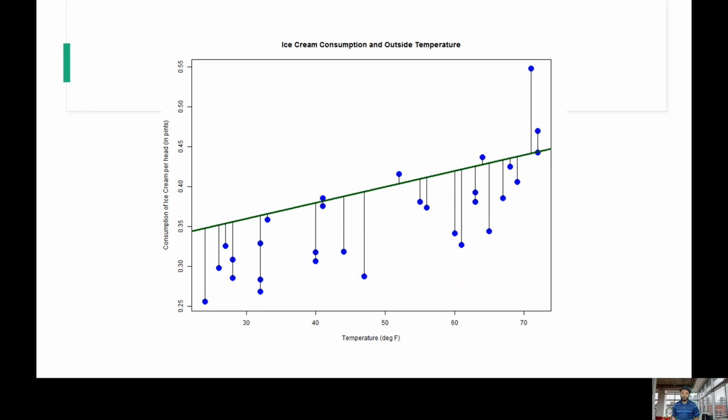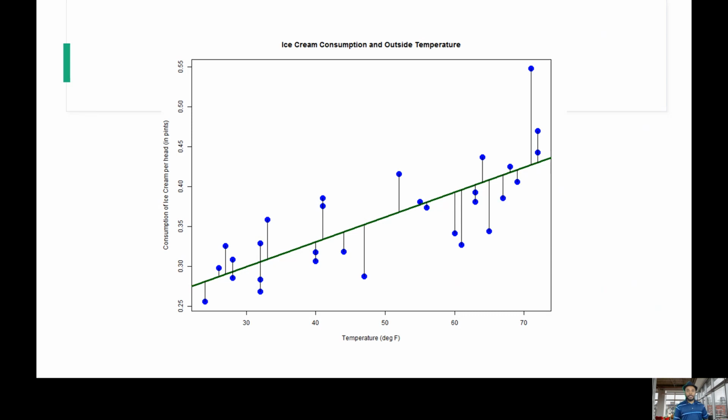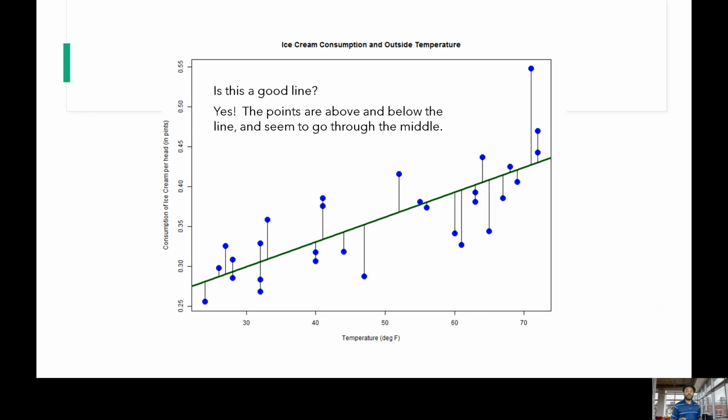What about this? Is this a good line? No. The points are far from the data. So you have some data up here and there's nothing around here, and you have some data around here, which is pretty far. So the points are far from the line. What about this? Is this a good line? Yes, because I gave you the way in the beginning. I drew a line that was similar to this. So yes, in this case, we would have a lower regression error.